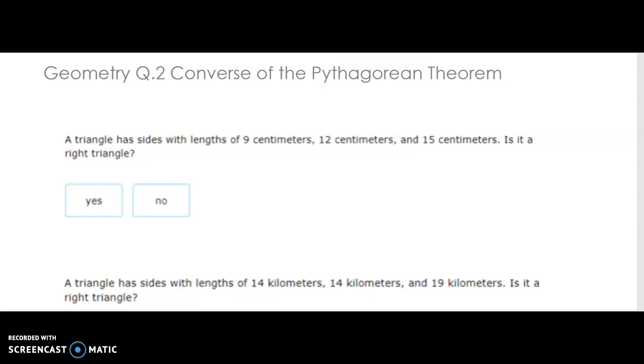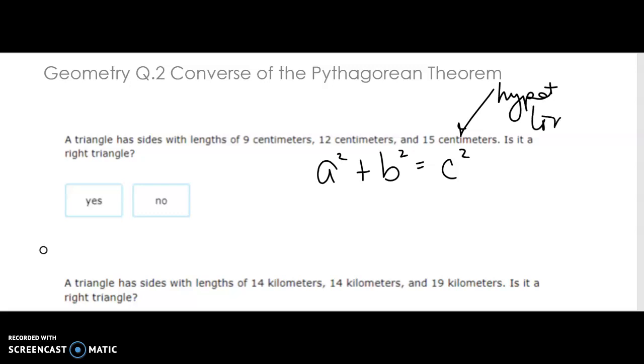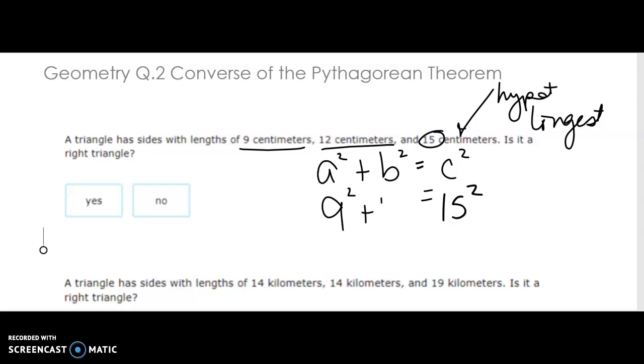so let's do it. A triangle has sides with lengths 9 centimeters, 12 centimeters, and 15 centimeters. Is it a right triangle? The way that we're going to figure it out is do the Pythagorean theorem, kind of, halfway. So a squared plus b squared equals c squared. Remember, the c is always the hypotenuse, which is always the longest one. So if this is a right triangle, then 15 would have to go in the C spot. So the 9 and the 12 can go either in A or B. It doesn't matter as long as you do it.